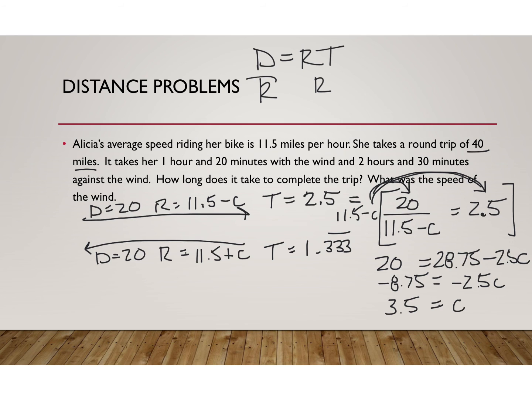Now, I only used one of these. If I do the other formula, if I take my distance divided by my rate, in this case it should equal 1.3 repeating, which I probably want to be more exact here. So instead of 1.3, 1 1/3 would be 4/3. And then I could multiply by my common denominator again, which would be 11.5 plus c times 3.